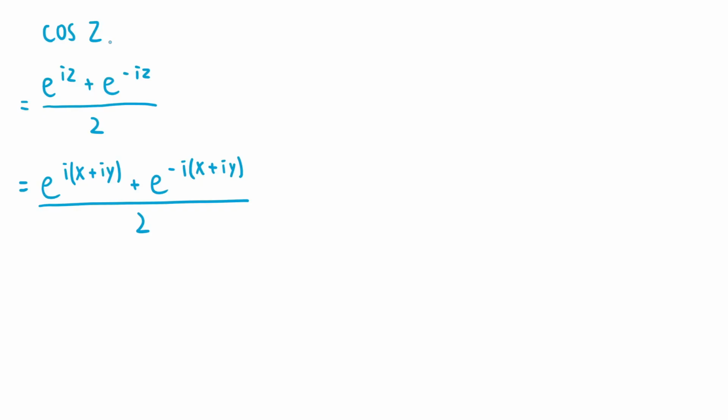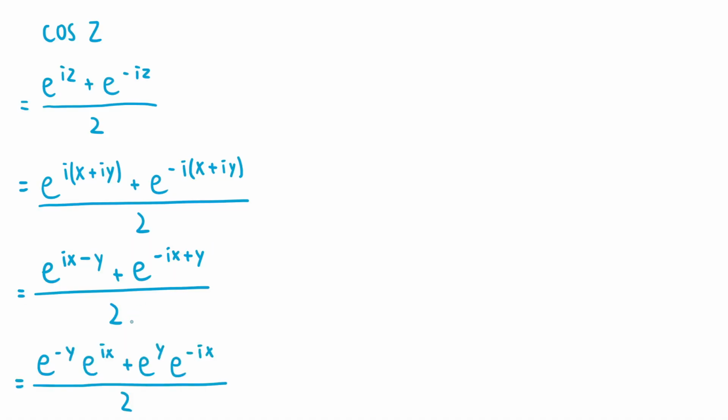If we want to find the definition of cosine of z where the real and imaginary parts are explicitly stated, we do the same sort of thing. We start with the exponential definition of cosine of z, then plug in x plus iy for z to get this expression. After distributing the expressions in the exponents, we get e to the ix minus y plus e to the negative ix plus y over 2. After applying the exponent rule, we get e to the negative y e to the ix plus e to the y e to the negative ix divided by 2.